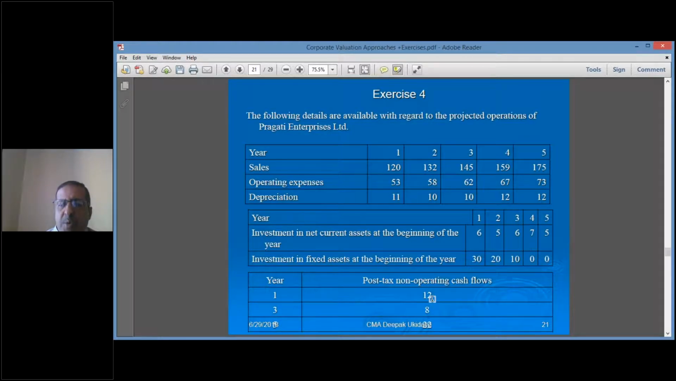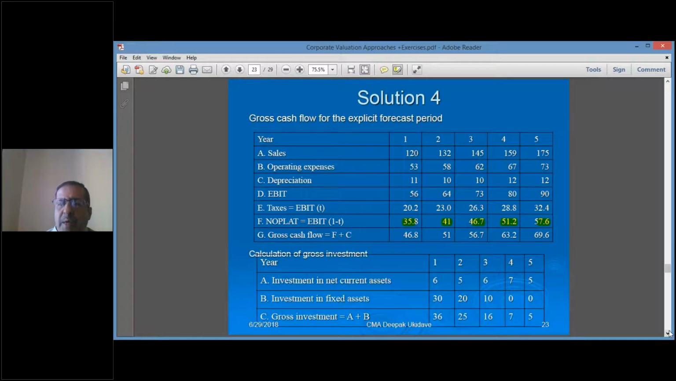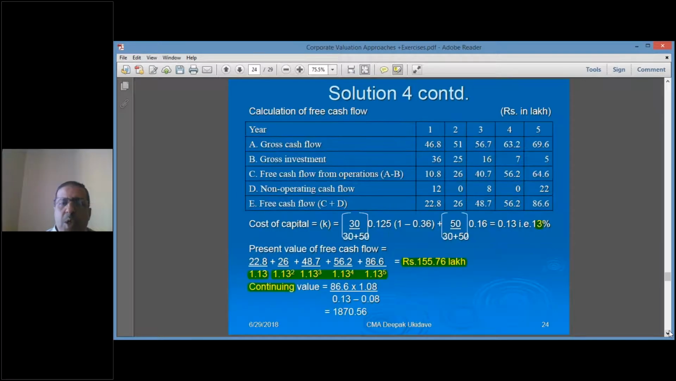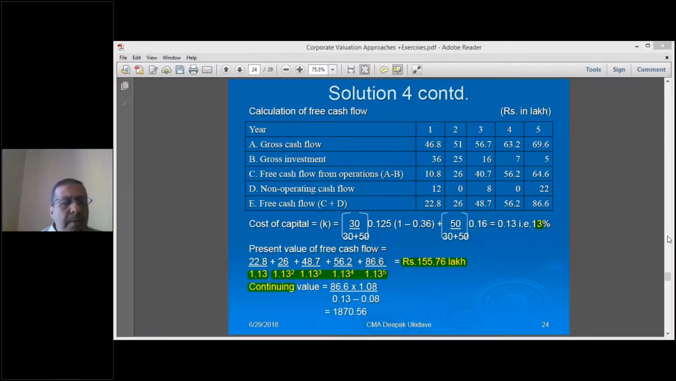Post-tax non-operating cash flow, 12, 8 and 22. It is given to you. Already it is given, so we have just copied the figure. Non-recurring cash flow, non-recurring because it is not in every year. It is skipping one year and coming in the next year. Second year and fourth year it is not expected, but first, third and fifth year it is expected. Quite possible. I hope now you understand.